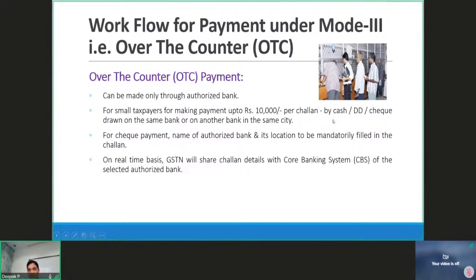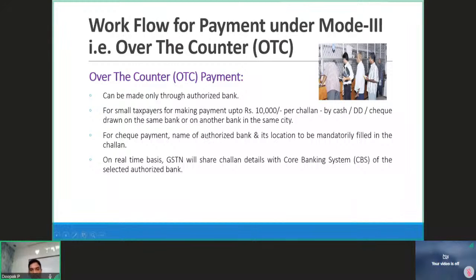Up to 10,000 rupees you can make payment by cash, DD or check, either in the same bank or another bank in the same city. Now it will not be in the same bank because my bank is not authorized. If my bank is authorized also, I can select that I want to make a payment through cash and go to my bank. If it is not authorized, I will go to another bank.